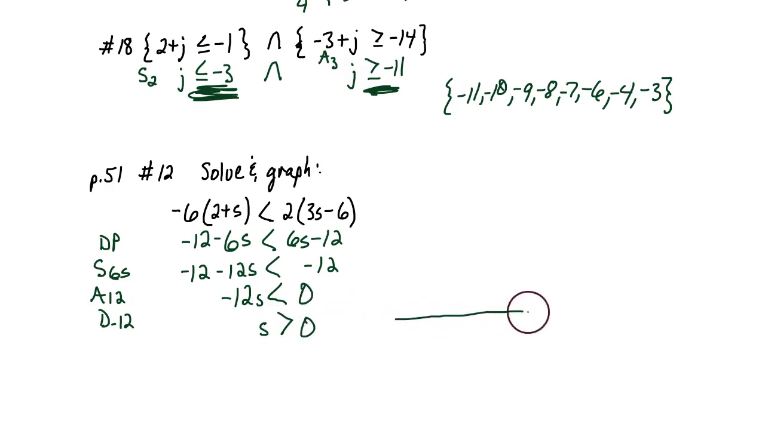We're asked to graph this. So make a number line picture and locate 0. Put an open dot and shade everything greater than 0. That is to the right.